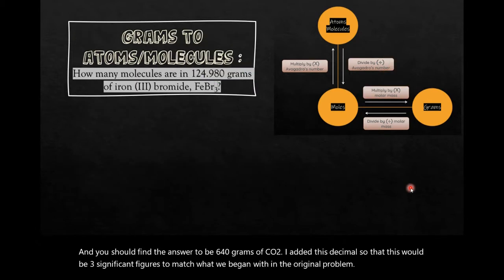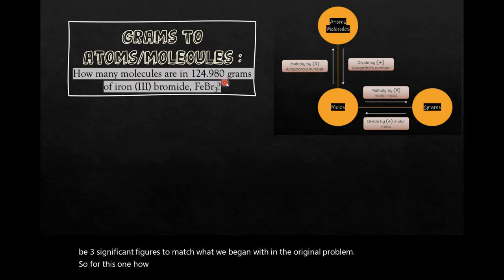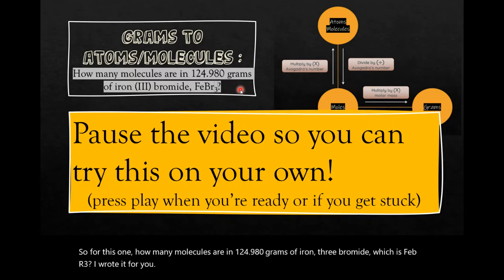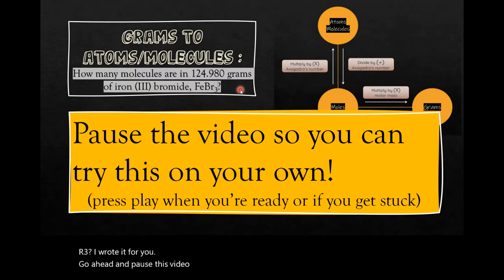So for this one, how many molecules are in 124.980 grams of iron 3 bromide, which is FeBr3? I wrote it for you. Go ahead and pause this video so you can try it on your own and press play when you're ready or if you get stuck.